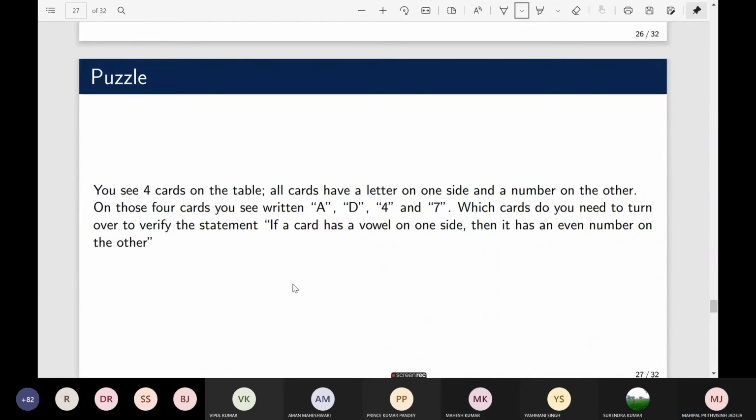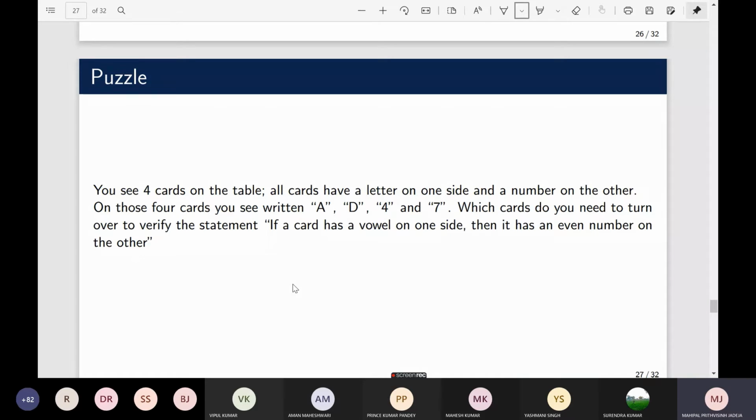Okay. So basically, the setup is like this: 4 cards are placed on the table. Each card has a characteristic. On one side, a letter is printed. On another side, a number is printed. So for 2 cards, you are able to see letters, and for 2 cards, you are able to see numbers. That means two are faced in one direction, and the remaining two are faced in the opposite direction. They are flipped. So therefore, this thing is happening.